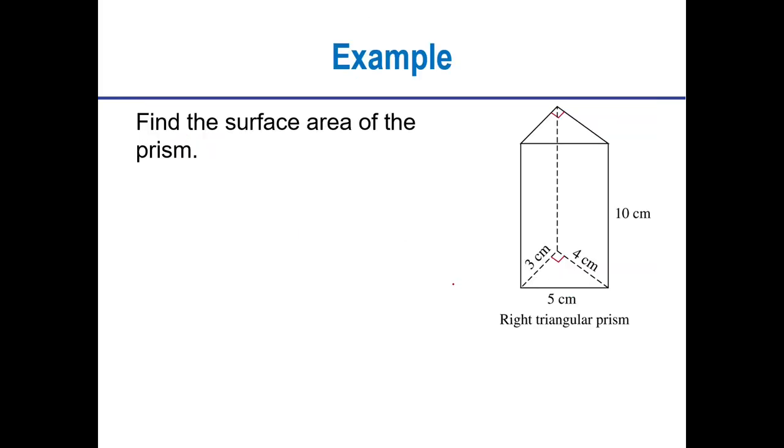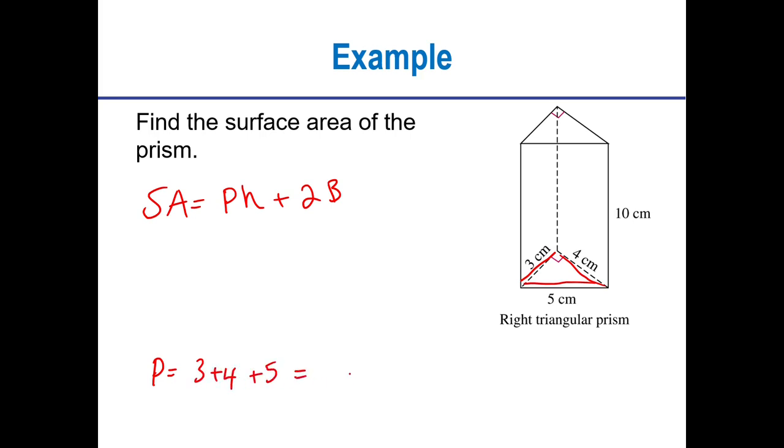Example, let's find the surface area of the prism. Here we have a triangular right prism, and we're going to find the surface area. Now remember, the formula for surface area is given as surface area equals the perimeter times the height plus 2 times the base. So we'll look for the perimeter of the triangle first, and we know the perimeter is just the sum of all the sides. So P is equal to 3 plus 4 plus 5. So we know the perimeter is going to be 12 centimeters. Now the height is 10, so I know h equals 10.